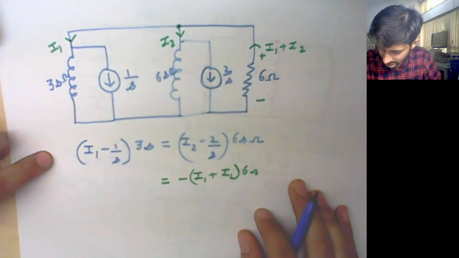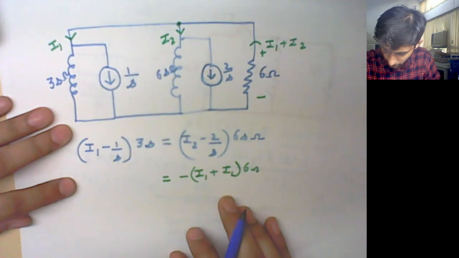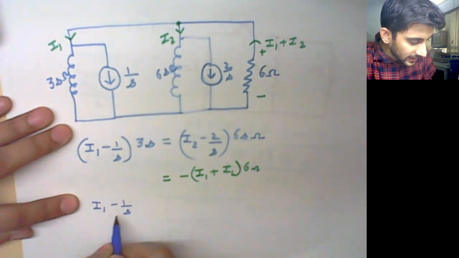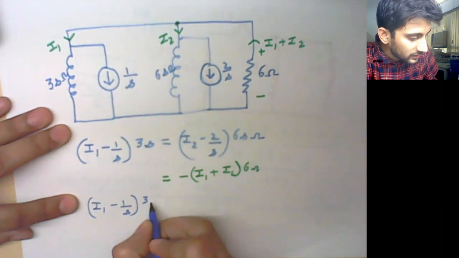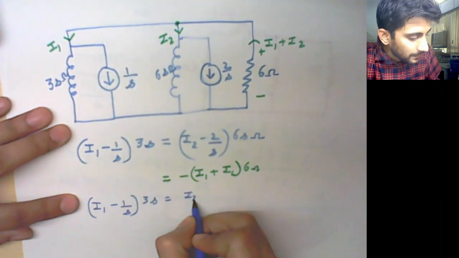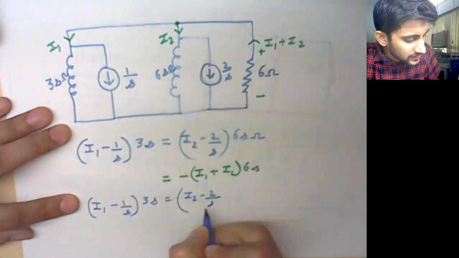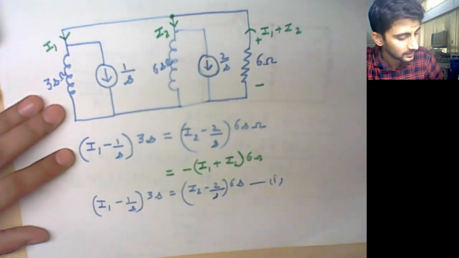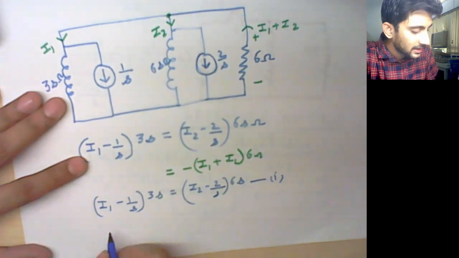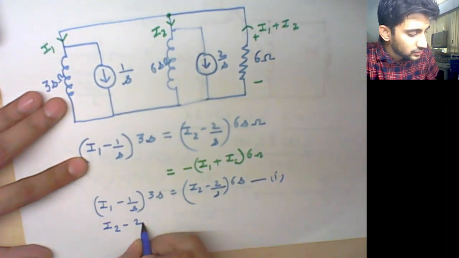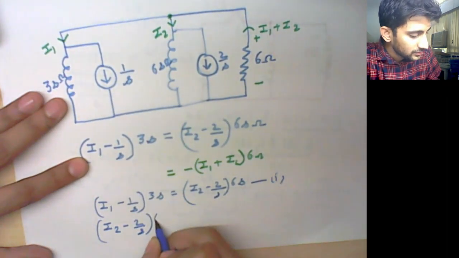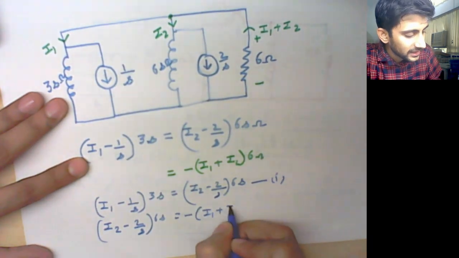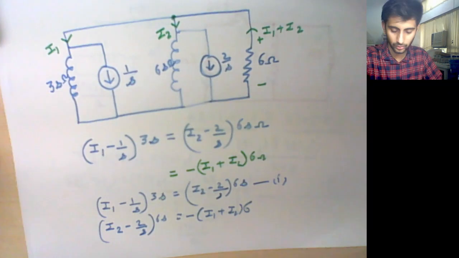I now have two equations. One is that (I1 − 1/S) times 3S is equal to (I2 − 2/S) times 6S. This is, let's say, your equation 1. And another equation, you can say, is that (I2 − 2/S) times 6S is equal to −(I1 + I2) times 6 ohms.